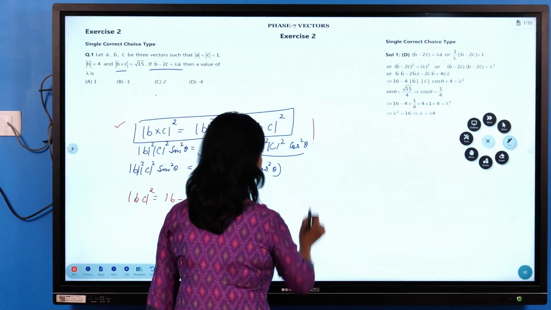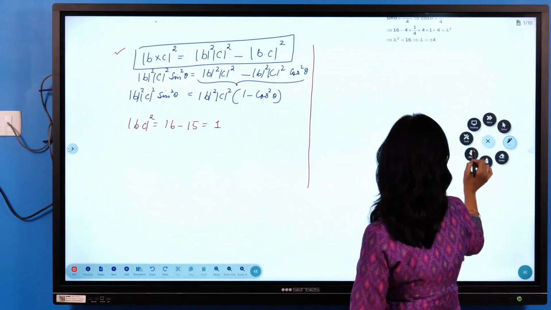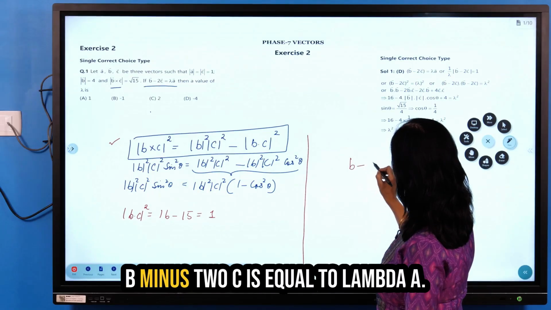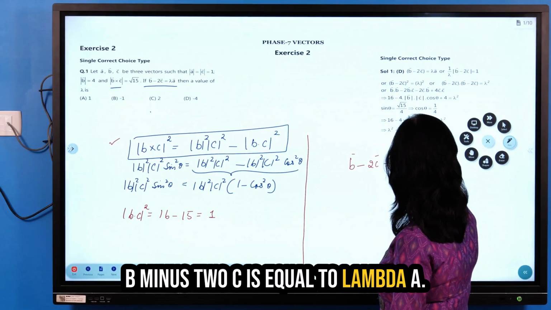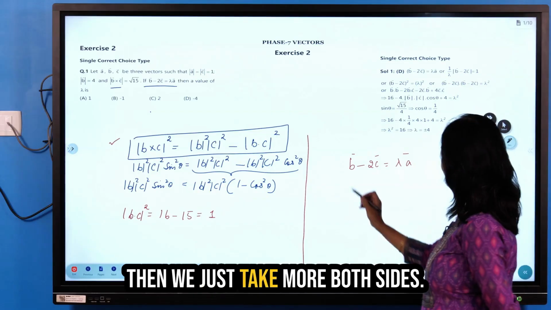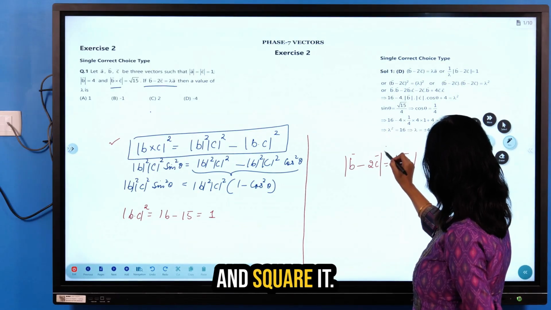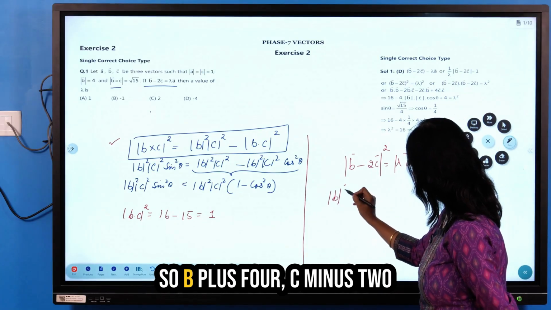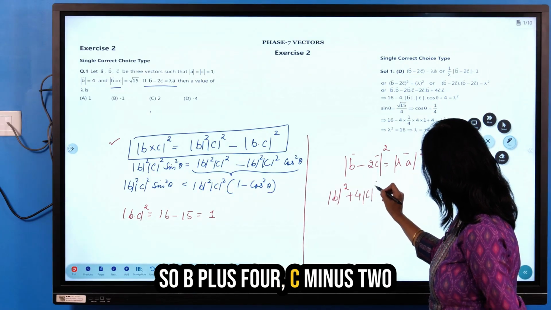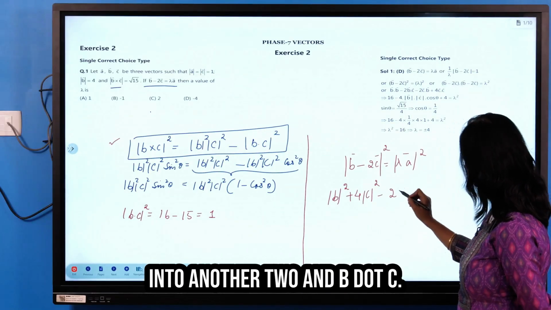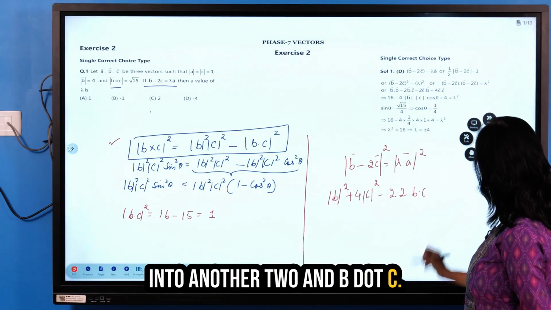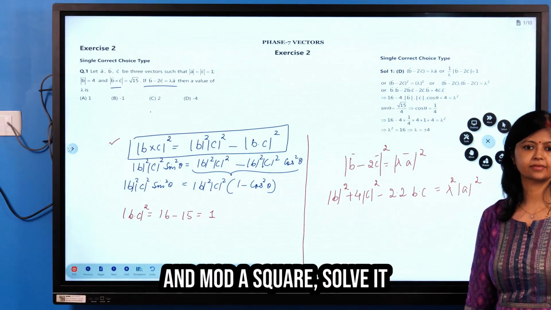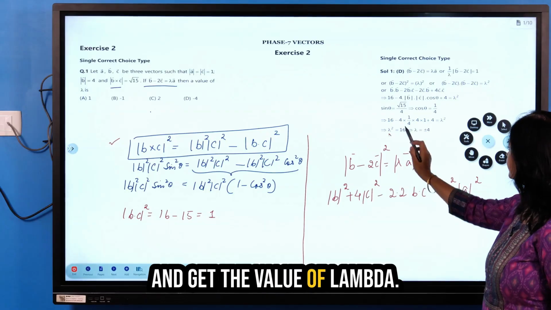Fine, that's fine. Now let's look at the question again. B minus 2C is equal to lambda A. Then we just take mod on both sides and square it, so we are taking dot on both sides. So B square plus 4C square minus 2 into 2 and B dot C is equal to lambda square and mod A square. Solve it and get the value of lambda.